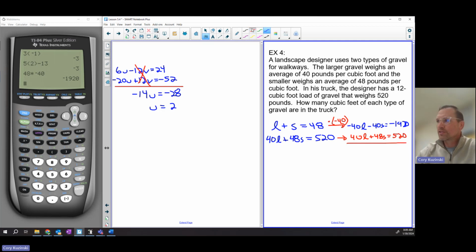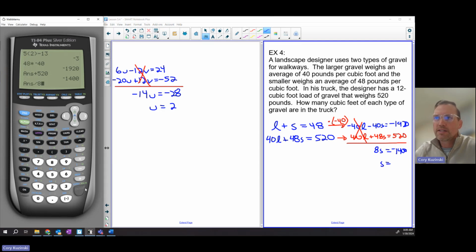When we add those two equations together, the L's cancel. Negative 40S plus 48S is 8S. Negative 1920 plus 520 is negative 1400. Sorry, let's try that again. Negative 1400. And negative 1400 divided by 8 is negative 1. What?